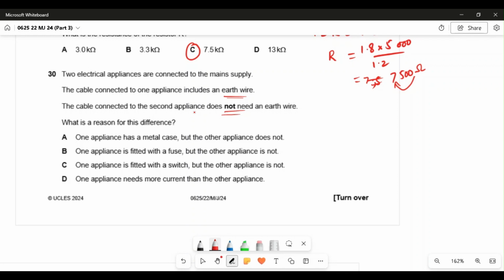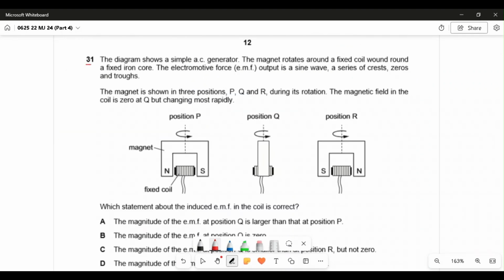So if one appliance has a metal case and the other appliance does not, that looks correct. One appliance is fitted with a fuse but the other is not, no, this would not be correct. One appliance is fitted with a switch but the other is not, no. One appliance needs more current than the other. Automatically when there is a short circuit, the current will flow through this one. So here the correct choice is 31.